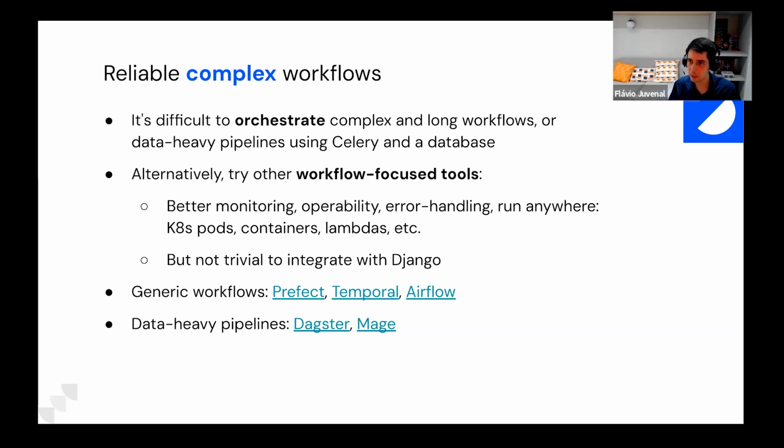So I would say don't start with this, but if it gets complex, move to that before actually consolidating the work as we did with all that logic of polling and everything. So for generic workflows, there's Prefect, Temporal, and Airflow. And for data-heavy pipelines, you have Dagster and Mage. And most of those tools have managed cloud offerings. So it's expensive, but at the same time, you get lots of reliability because there is a whole company behind those tools.